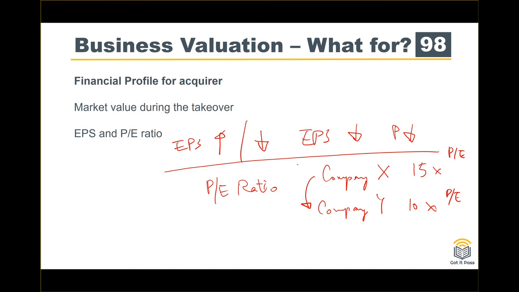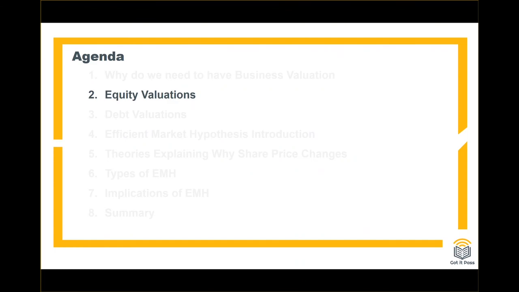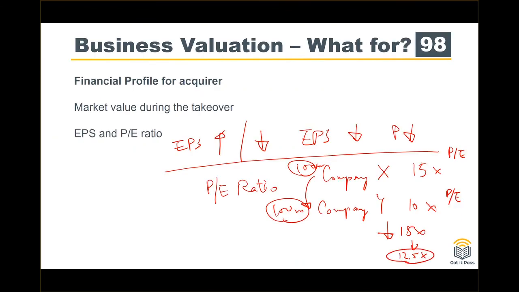assuming the size is more or less the same? For example, both companies have a 100 million market cap. So company X announced that it will buy company Y. What's the impact of the companies merged together? Should the PE ratio be smaller or bigger than 15 times? It will be lower, right? It will drop, maybe from 15 times to say 12.5 times. The PE ratio drops.